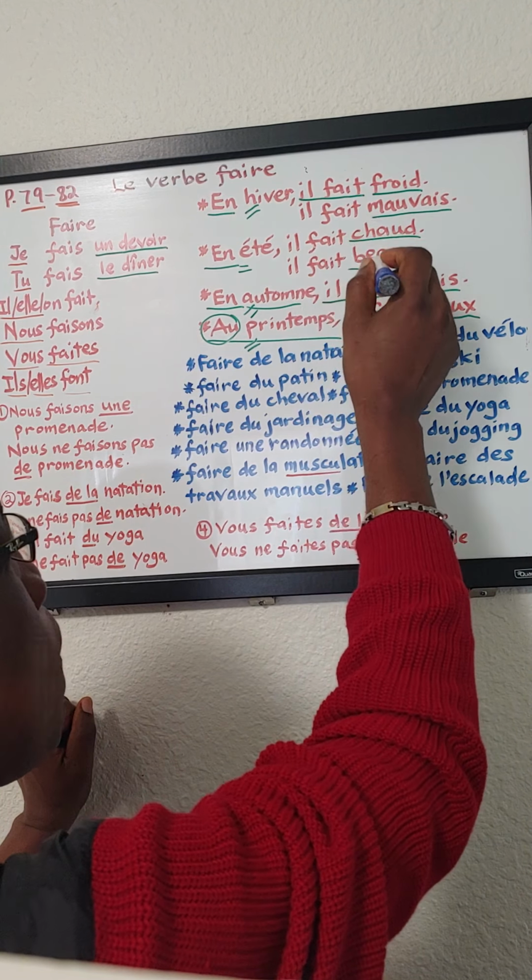Faire is also used for expressions dealing with leisure activities. Leisure activities are sports activities, right? Like you can say, I'm doing some sports. Faire du sport. To do some sports, right?